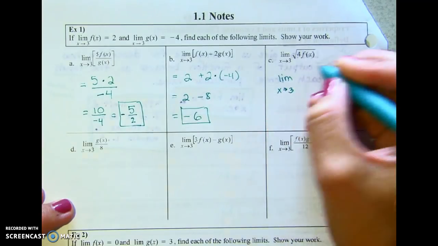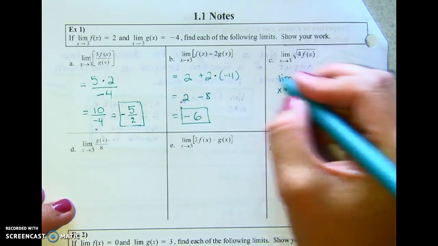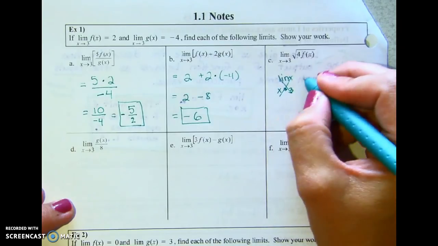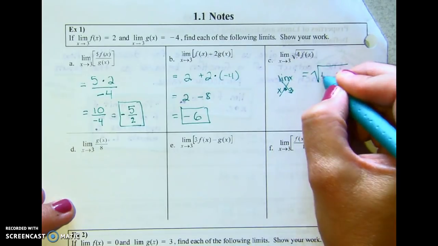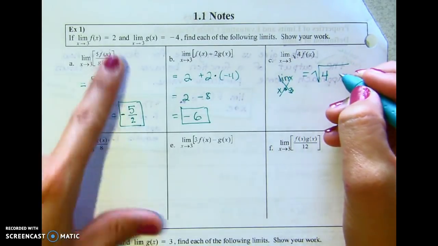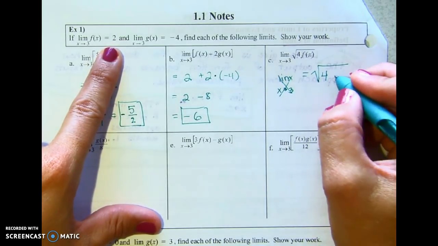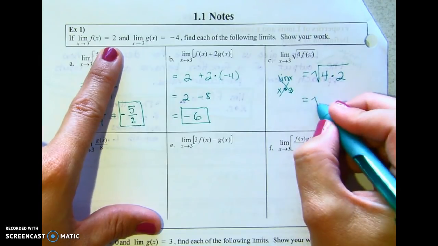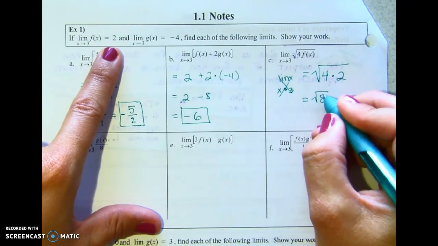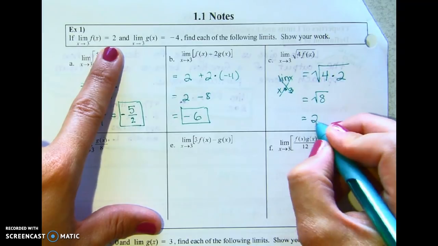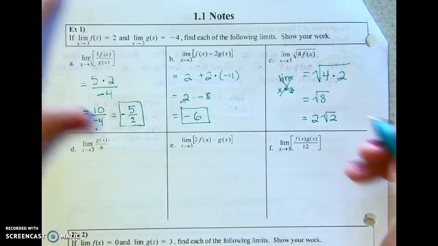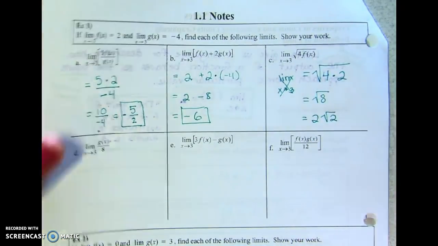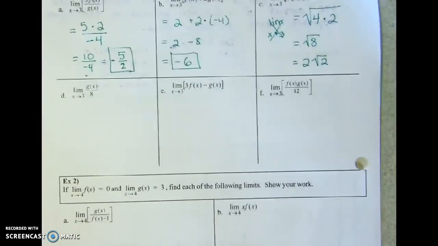Okay, so the whole point of this is to not do this, right? So this is going to equal the square root of 4 times the f limit. So the f limit is 2. Okay, what's 4 times 2? It's 8. And now we have a square root. The square root of 8 is 2 square root 2. Now, there is no square root rule on the front, but there was a power rule, and the square root is the 1/2 power, remember?